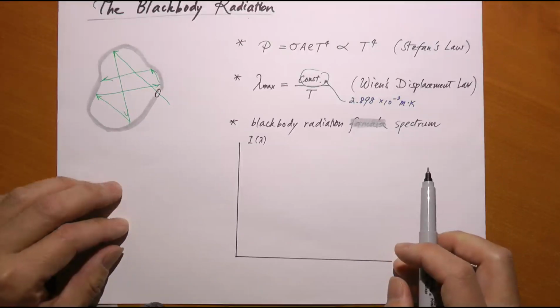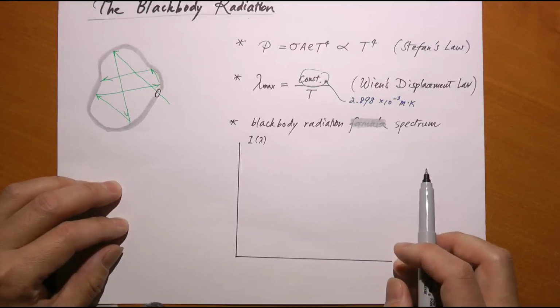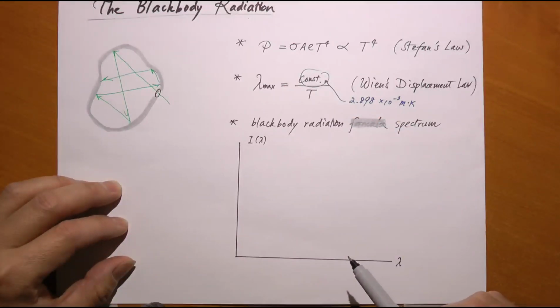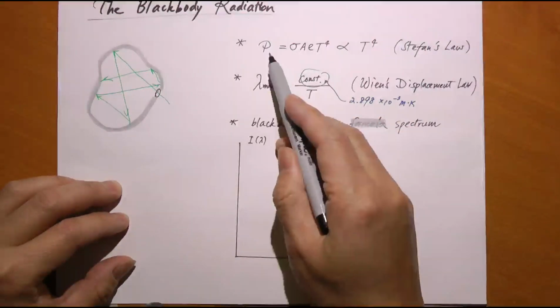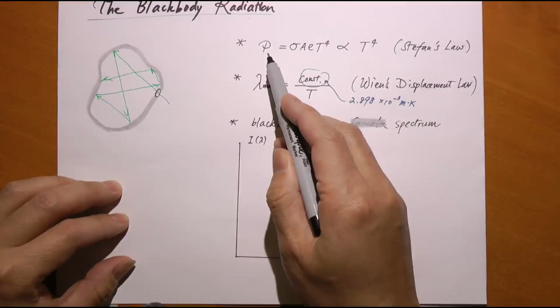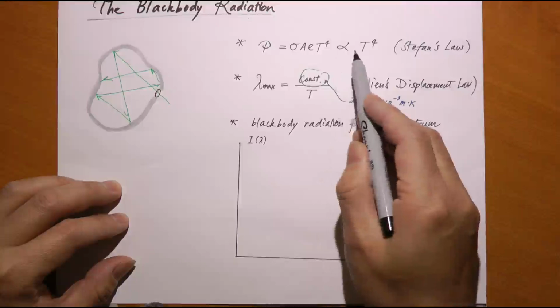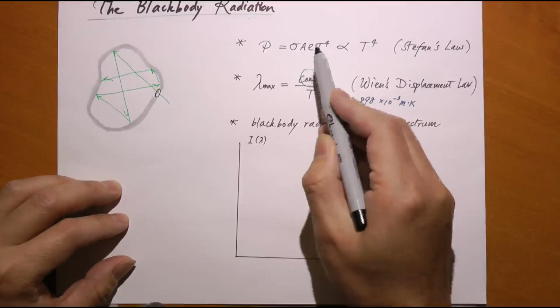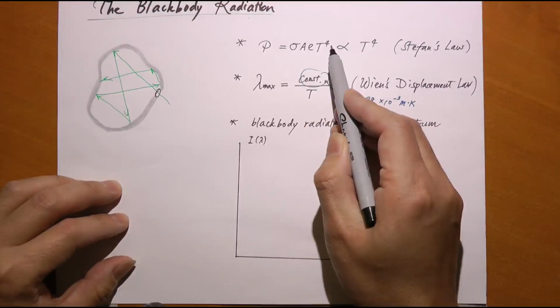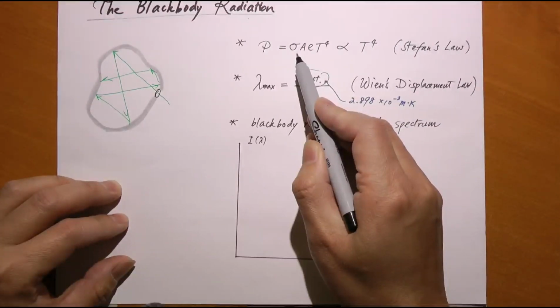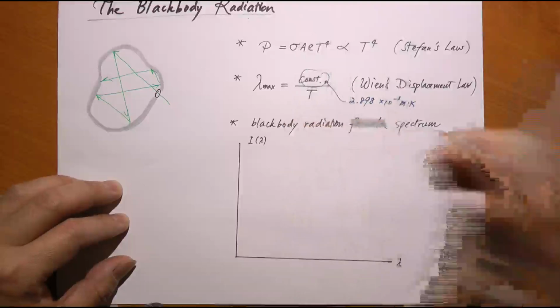So, experimentally, what did people find when a black body reaches thermal equilibrium? Well, there are several things. One is, what is the total power emitted by this black body? It turns out that it satisfies the following formula: sigma A E T to the power 4. This is called Stefan's law, and this constant, sigma, is called the Stefan-Boltzmann constant.